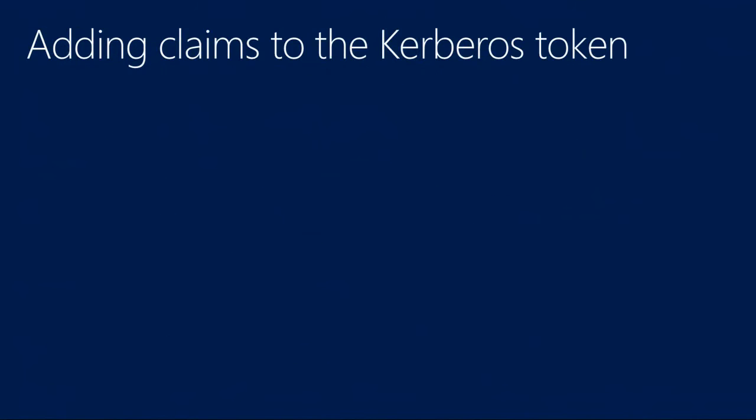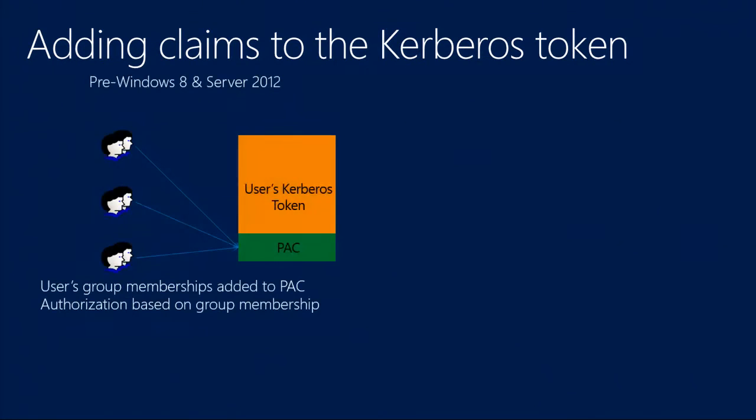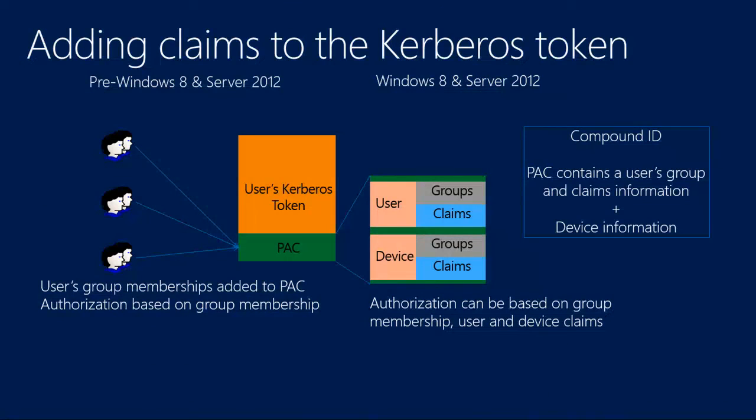I suppose the more interesting enhancement is if we look at the token pre-Windows 8 and Server 2012, the Kerberos token had all the group membership in the PAC. What you can now do in the PAC is put user group information and device group information. So now, inside that Kerberos token, which is presented to the server that the user needs to gain access to, is not only the user's group membership, but the group membership that the device belongs to.